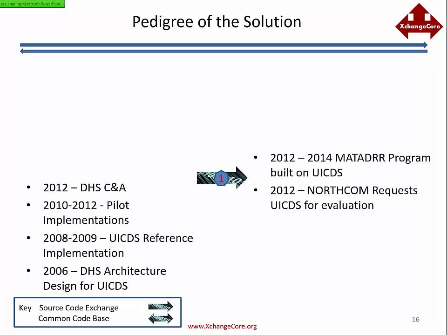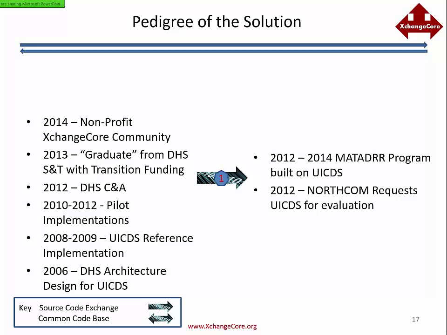Towards the end of that, Northern Command said, gee, how do we do interoperability? They requested UCITS for evaluation, evaluated it, and during a 2-year period built on UCITS something called the Matador program, which was the Mission Assurance and Task assessment and disaster relief and recovery. Took UCITS and built that. So that was the first taking of the code out of DHS and sharing it out with the Department of Defense.